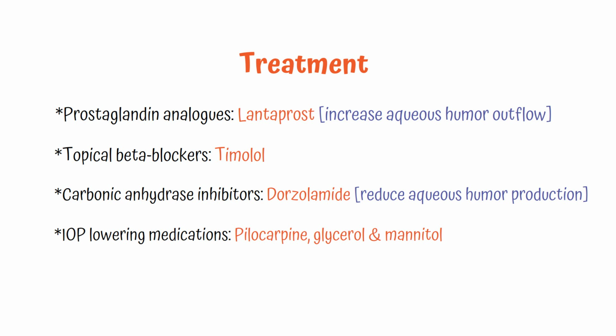Pilocarpine is a muscarinic agonist that causes miosis or constriction of the pupil and ciliary muscles. This can open up the angle between the iris and the cornea to facilitate drainage of aqueous humor in the eye.